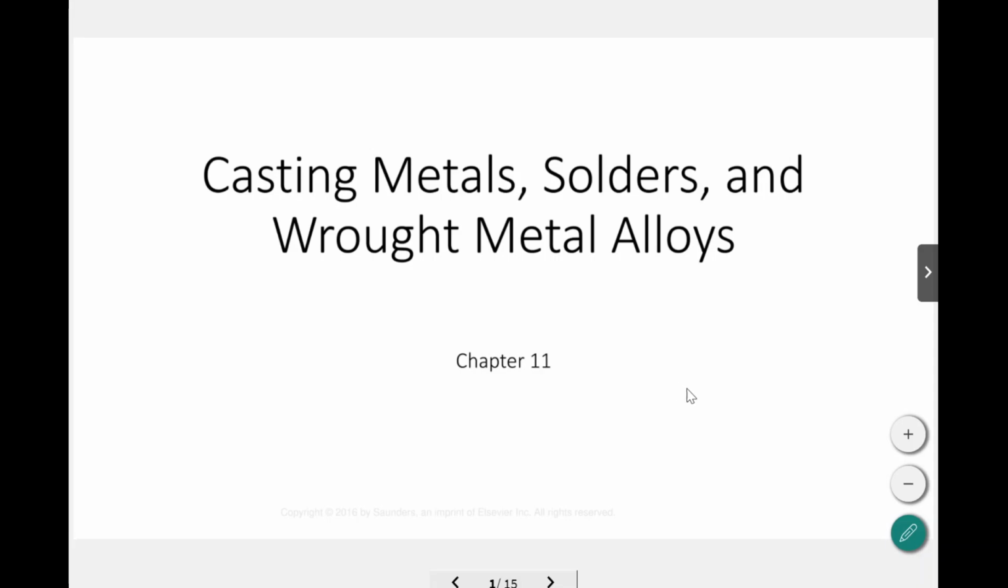Okay guys, so our lecture today for materials is about casting metals, solders, and wrought metal alloys. I guess when we think about dentistry, the things that we do, we don't think a lot about the metals that we actually use to do any kind of treatment. Most probably the first thing that comes to mind is amalgam, because it's technically a metal filling.